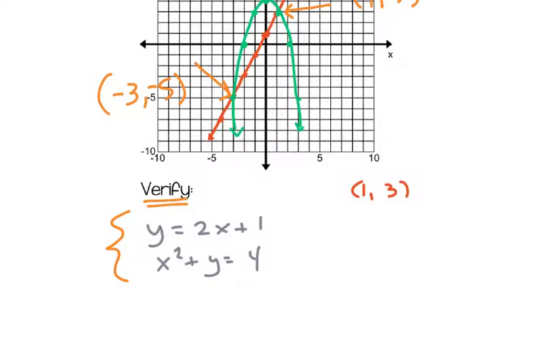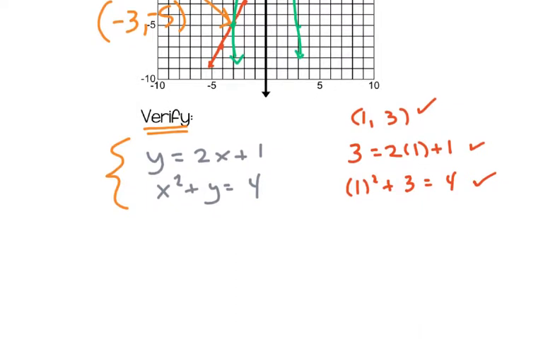Okay, first thing I'm going to do is plug in the point (1, 3) into my system. So remember that x is 1, y is 3. So I'm going to put in y is 3 equals 2 times x plus 1. Is 3 equal to 2 times 1 plus 1? Yes, that is true. For the next one, I'm going to put in x squared, so that's 1 squared plus 3. Is that equal to 4? That is also true. So I know that that's a correct solution of my system.